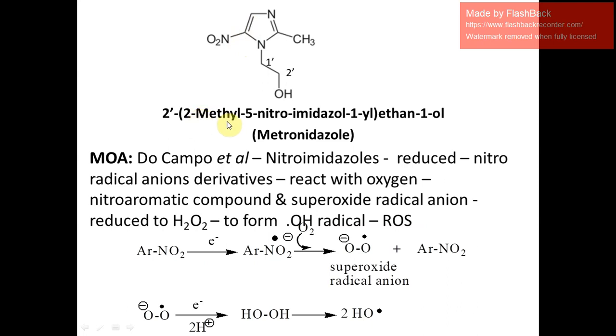So it will be 2-methyl-5-nitroimidazole, and 1-yl means the N1 nitrogen at the first position has an alkyl group attached, so it is 1-yl. And what is this? CH2CH2OH, that is ethan-1-ol. Okay, so this is the structure of metronidazole.